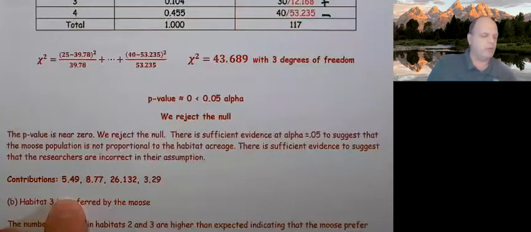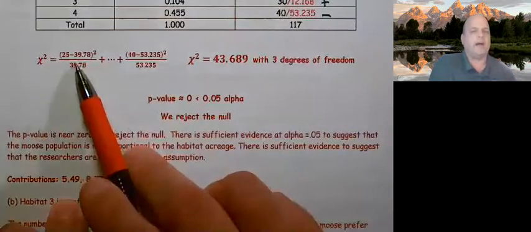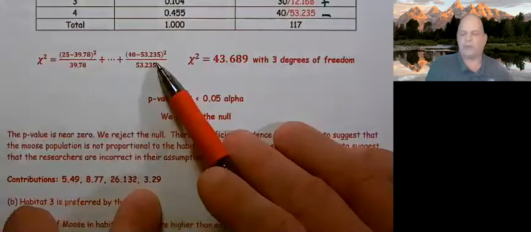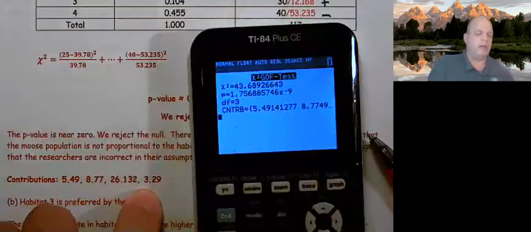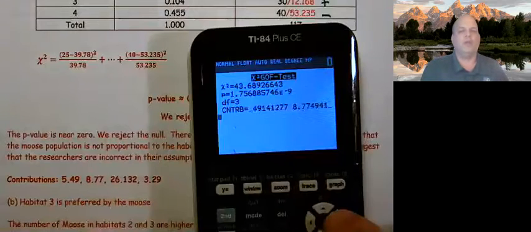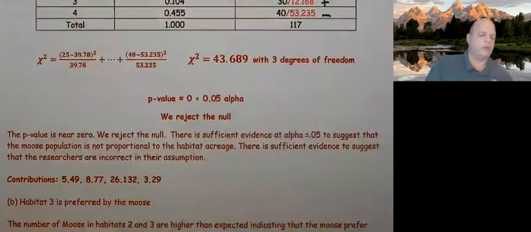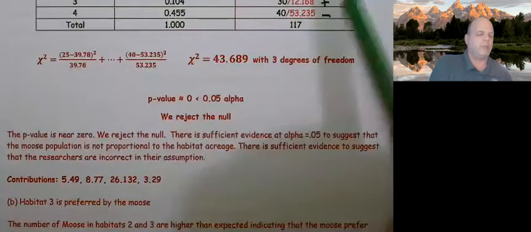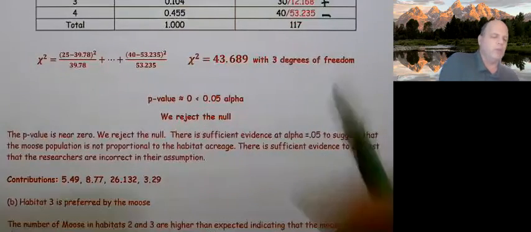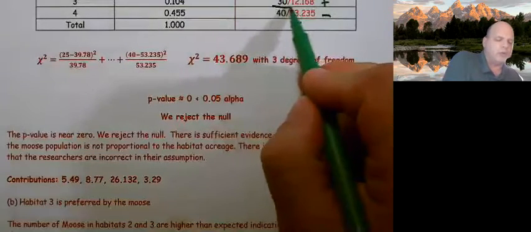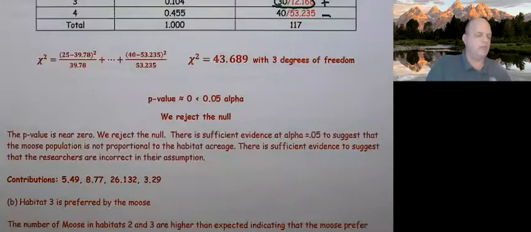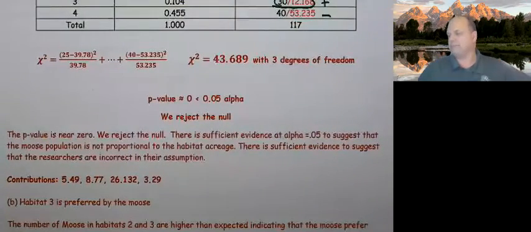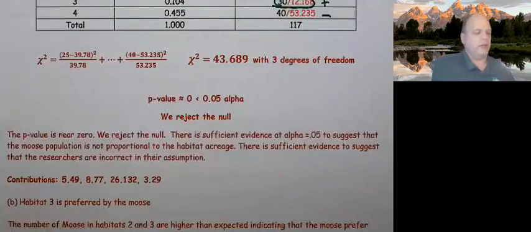These ended up being my contributions. When I calculated this, I got 5.49. When I calculated this, I got 3.29. The nice thing about a goodness of fit is it actually does it for you. And then I have an 8.77 and a 26, which is huge. That's the one that has the largest contribution. So of the two that were positive, this is the one that had the greatest contribution. And I want that part because of question part B, and of course I set it aside, here it is.